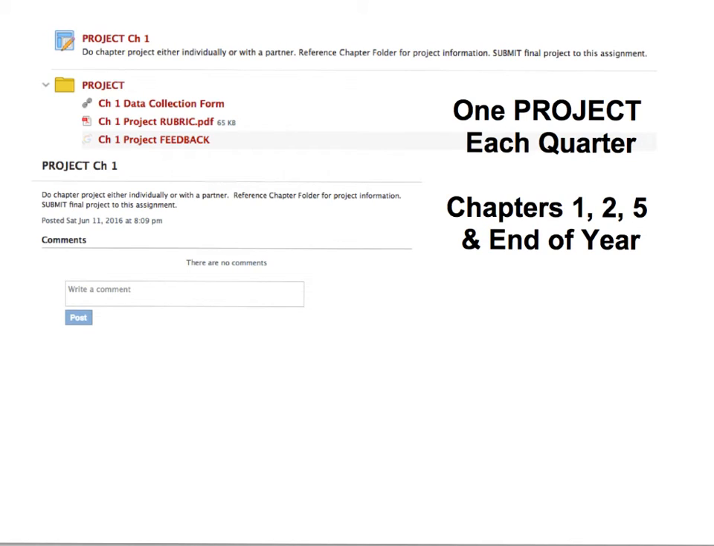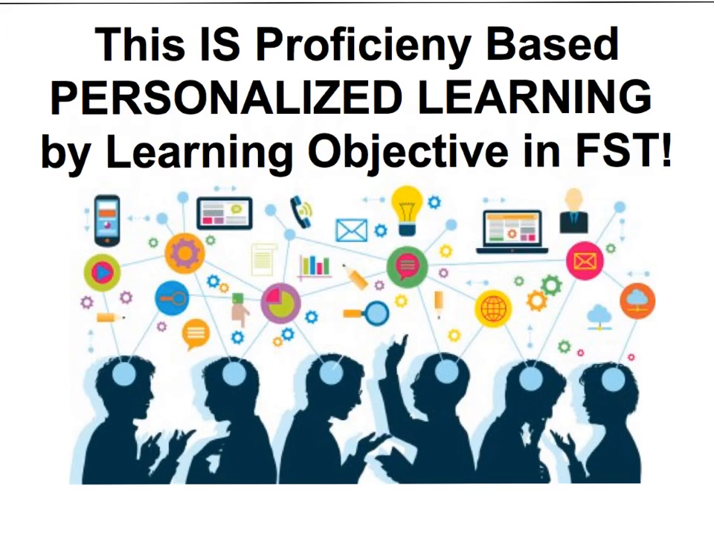This course will also have 1 project each quarter, and the information will also be found in Schoology. So there'll be a project assignment and all of the resources they need will be within the folder. Many of the projects give students the option on how they want to do their project, either individually or with a partner, and sometimes in a group of 3. So students should really think about what is the best way for them to approach doing this project to be the most successful. Overall, this is proficiency-based, personalized learning by learning objective in FST.